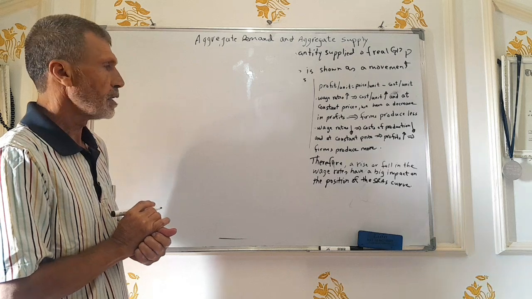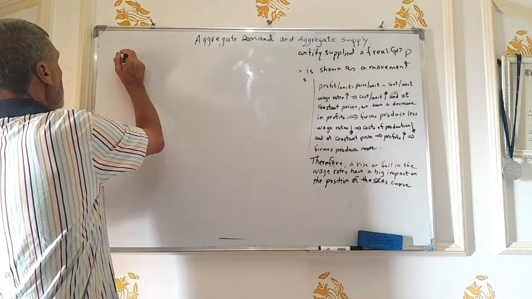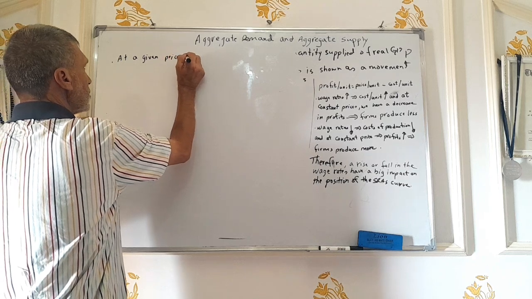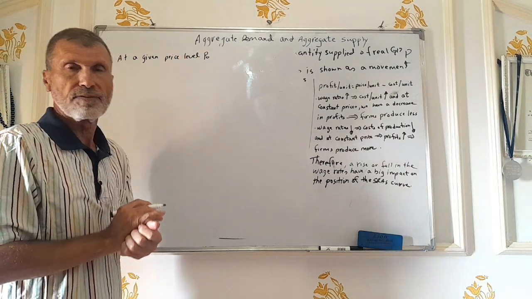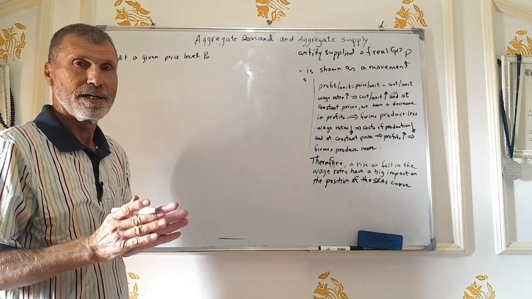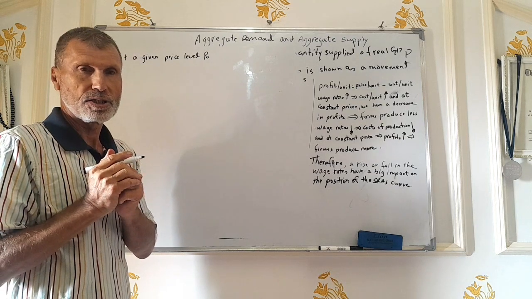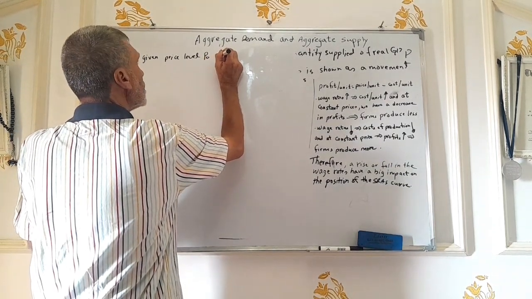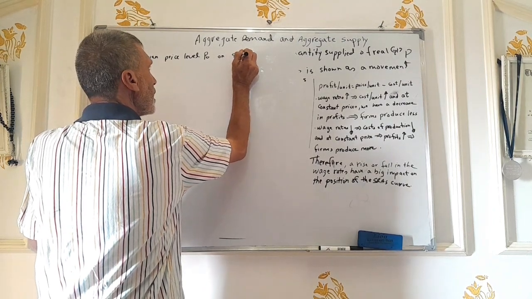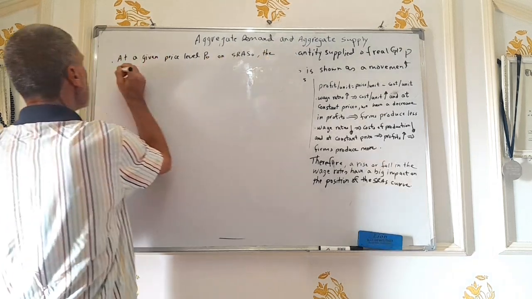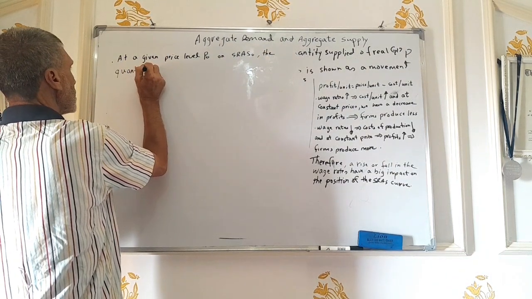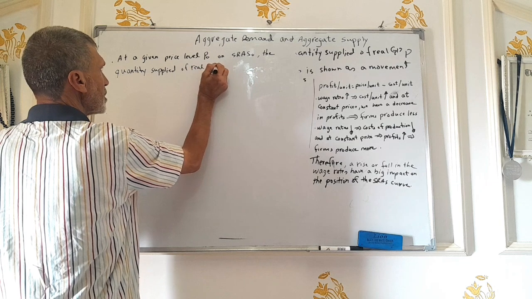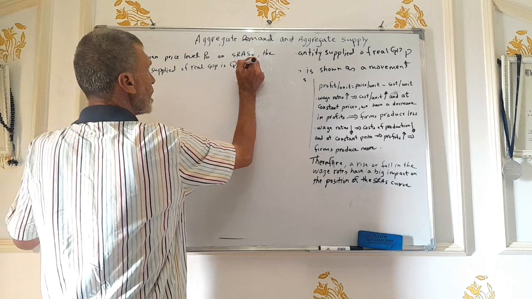Let's say, of course, here, as you can see, at a given price level P0, on a given short-run aggregate supply curve, on SRAS0, the quantity supplied of real GDP is Q0, as you see graphically below.